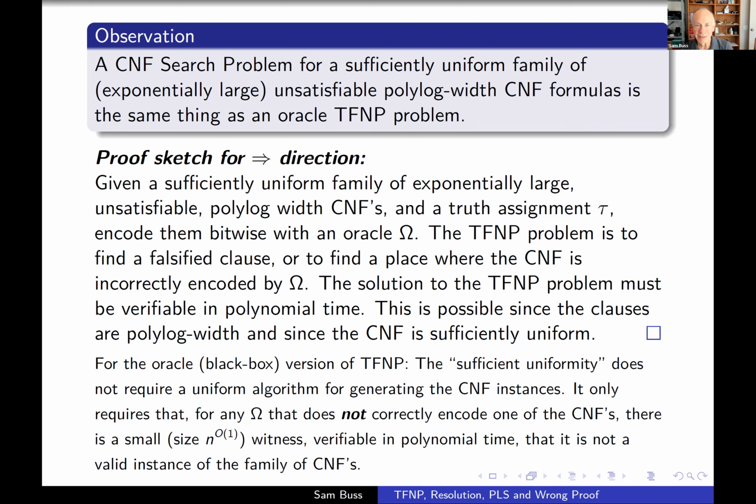But it is important, some sort of uniformity is important, because TFNP problems have to always have a solution. That's the T, total, part of the problem. So you can't just throw an arbitrary CNF at it and say, find the falsified clause, because it might be satisfiable, right? So we need to make sure that you have something that ensures the clauses are unsatisfiable.